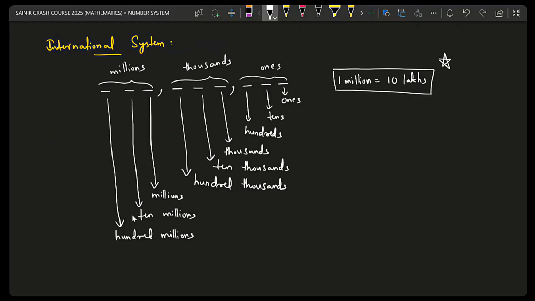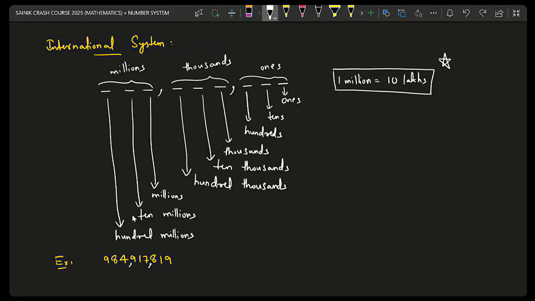Next, let us take the same example that we took for the Indian system to write in words. Now let us take the same number in the international system and write it in words. Starting from right to left, we separate after every 3 digits. This number is in which period? Ones, thousands, millions. It is millions period. And 917 is in the thousands period. 819 is in the ones period.